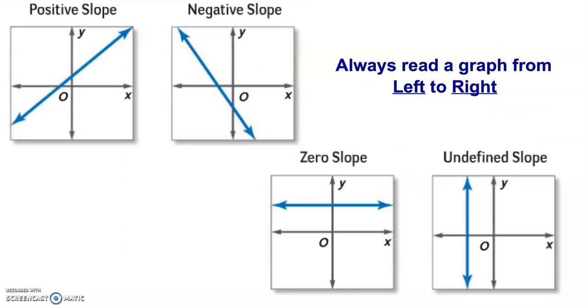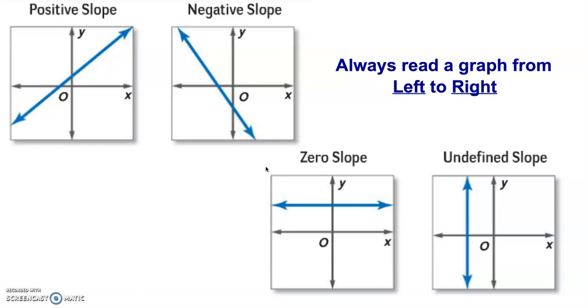So let's summarize a little bit on the shape of graphs and whether they're going to have positive or negative slopes. We always read a graph from left to right. So as I scan this graph, notice how this graph is rising. So that means it has a positive slope. So as we go up the hill, as we read the graph, that's a positive slope. As we read the graph and it's going down, that's going to have a negative slope.